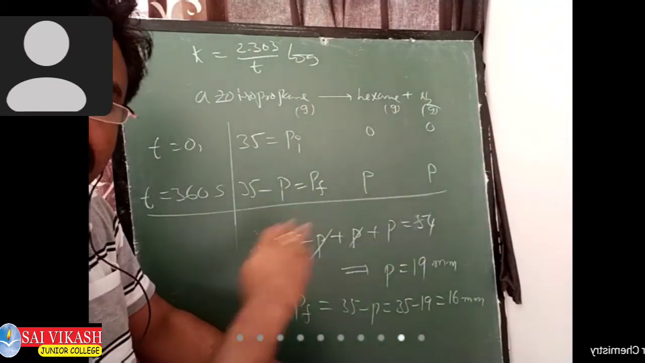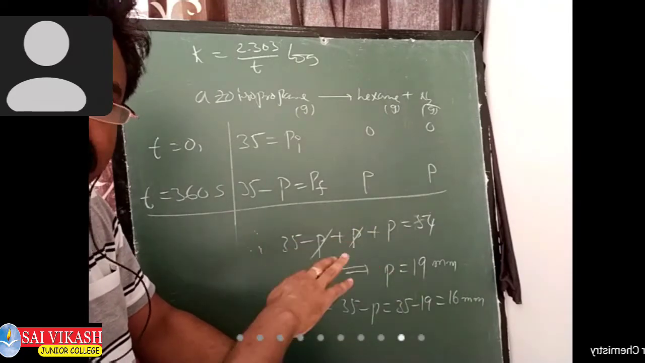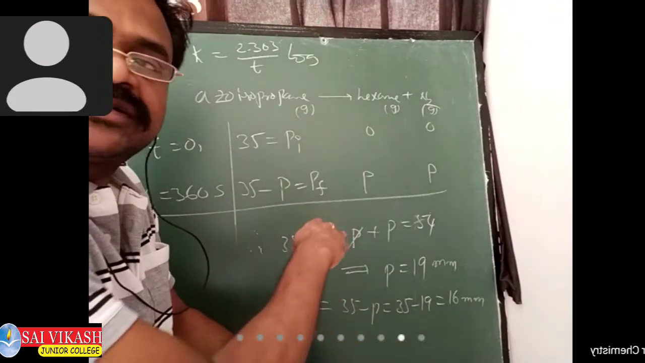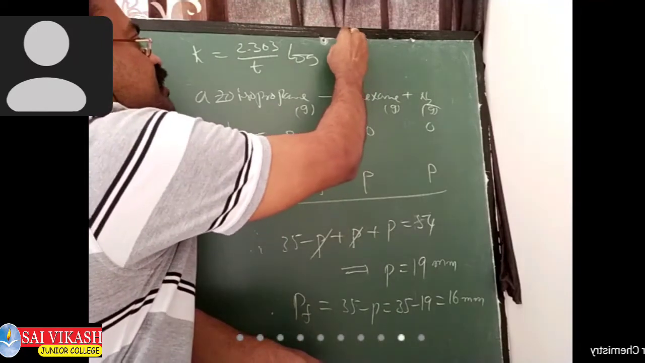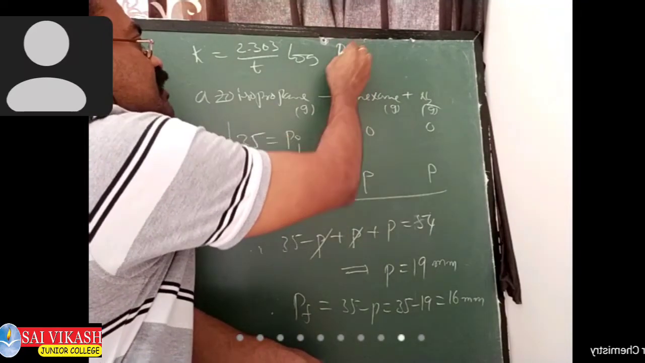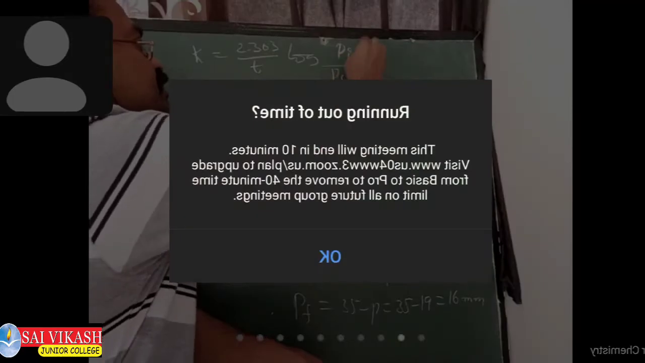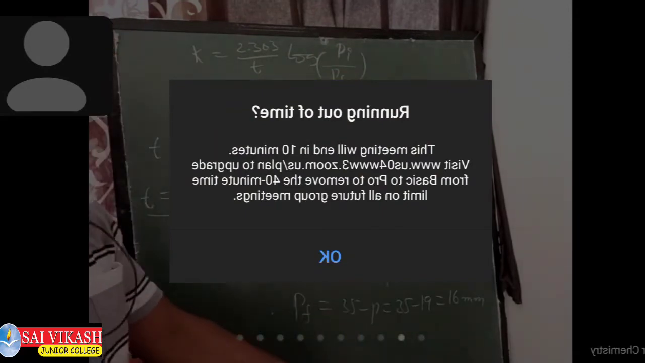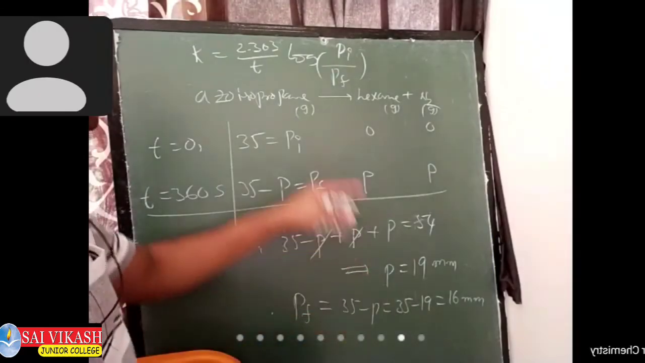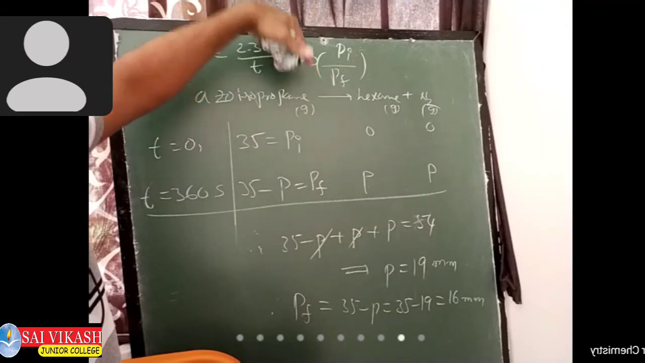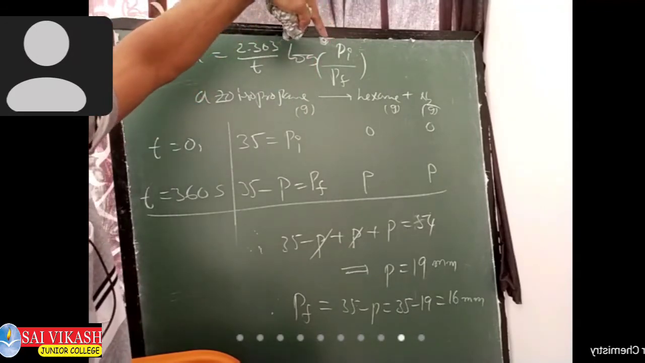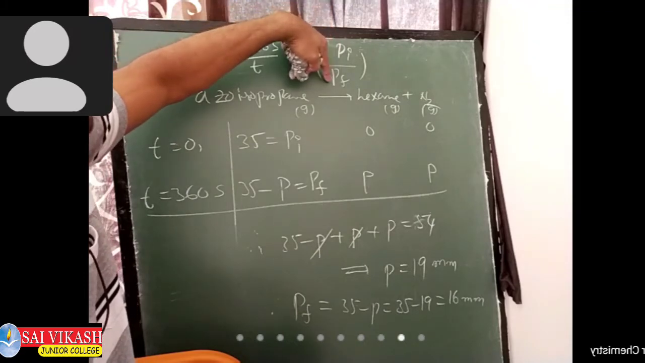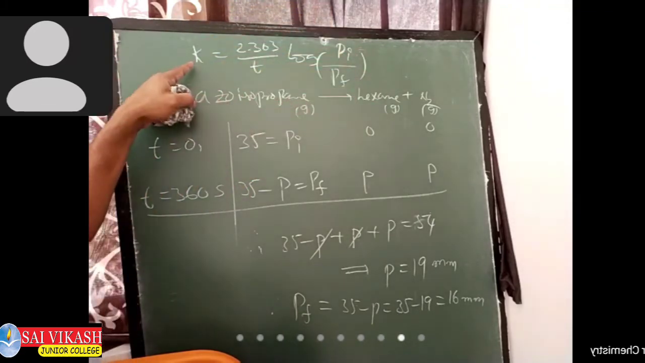But here we are not getting concentrations, we got the pressures. So in terms of pressures, the formula is initial pressure by final pressure. That's it. This is the formula in terms of pressures. Just like initial concentration by final concentration, here initial pressure by final pressure. That's it. So you can get the K there.